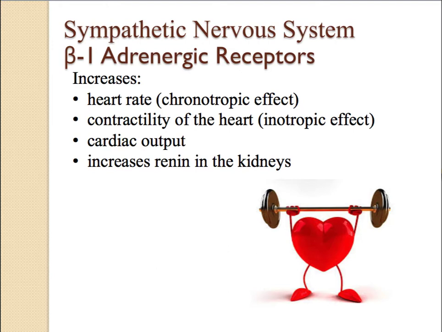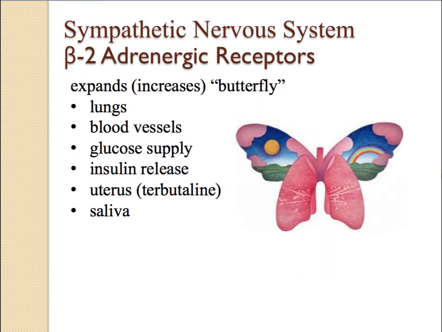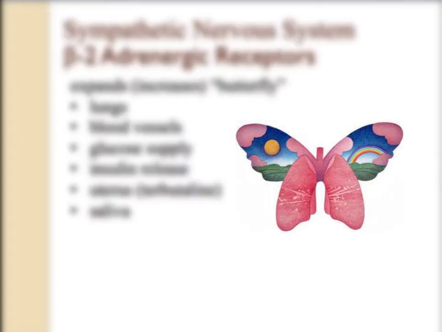So beta-1 receptors increase the heart rate, increase the contractility of the heart, increase cardiac output, and increase renin in the kidneys. Beta-2 expands the lungs. Think about the lungs being kind of shaped like a butterfly.